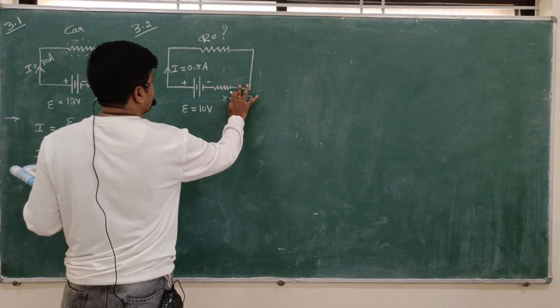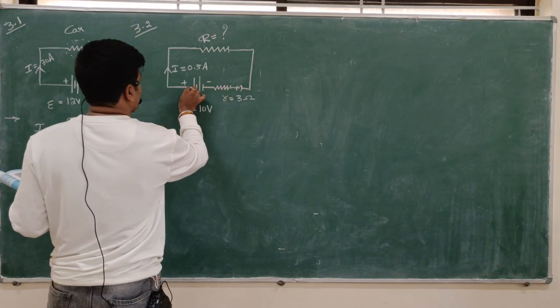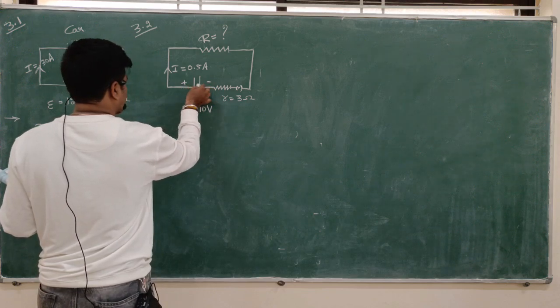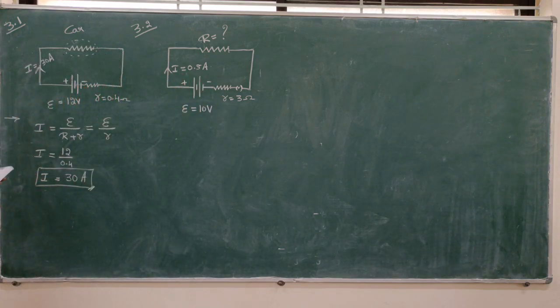So when the circuit is closed, what is the terminal potential difference across this battery? The terminal voltage of the battery when the circuit is closed.